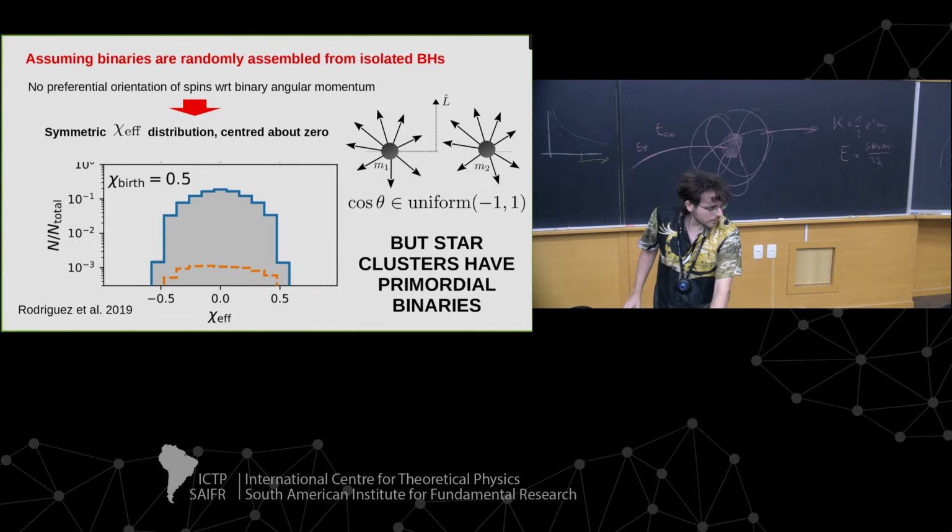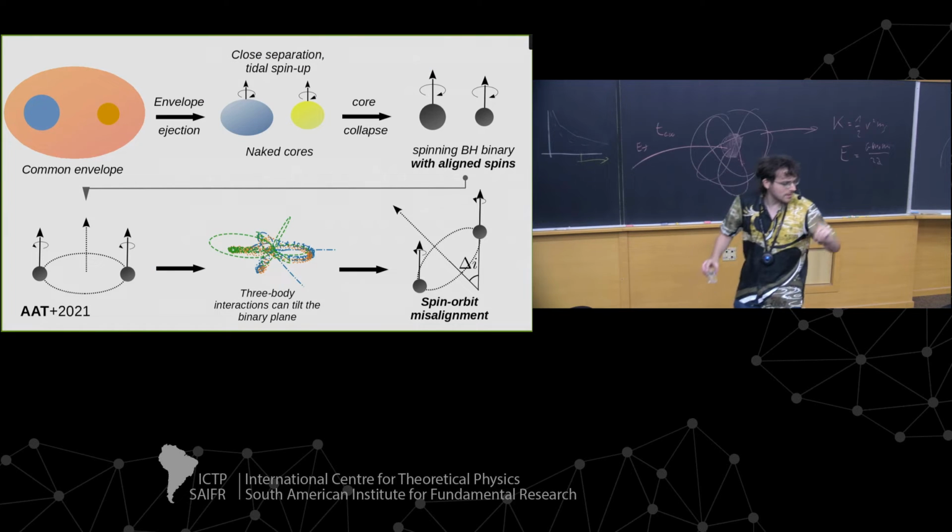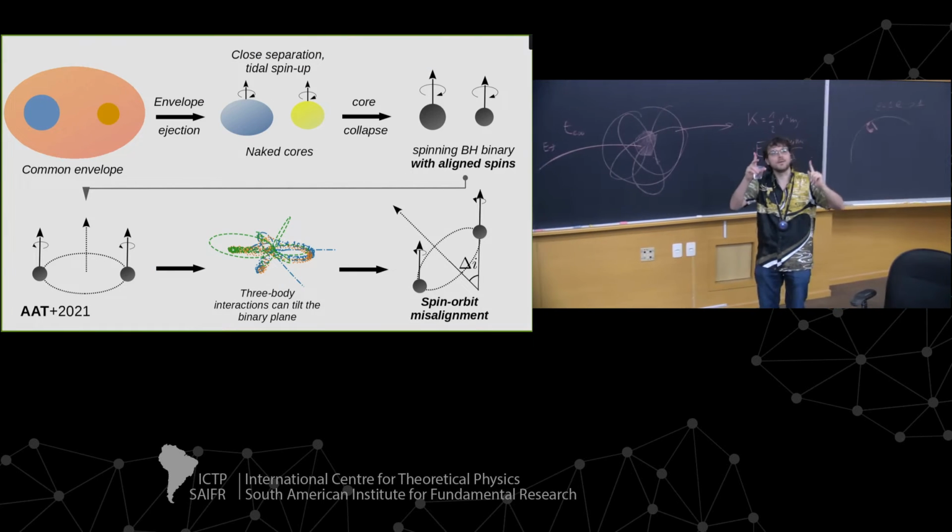Okay, so primordial binaries can have aligned spins.